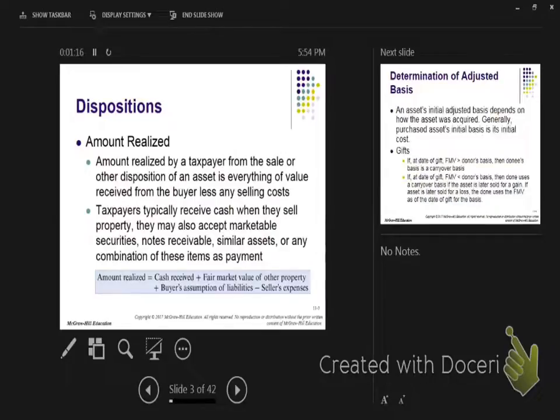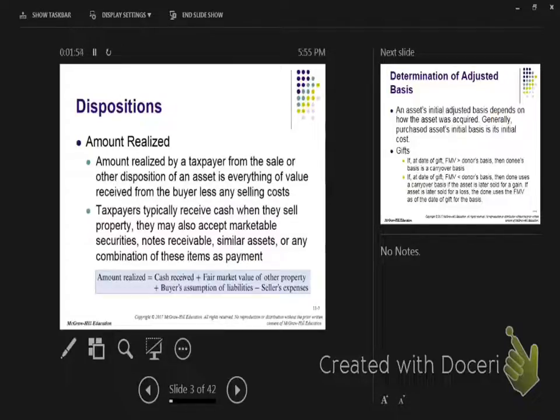Oh, it does, yeah. Okay, so a couple things we got to think about. The amount realized. Remember, the amount realized is going to be the amount the taxpayer gets from the sale. It's the amount we get from the sale minus anything that the seller has from the cost of the sale. So it's the cash received plus the fair market value, plus any assumption of liabilities, minus the seller's costs.